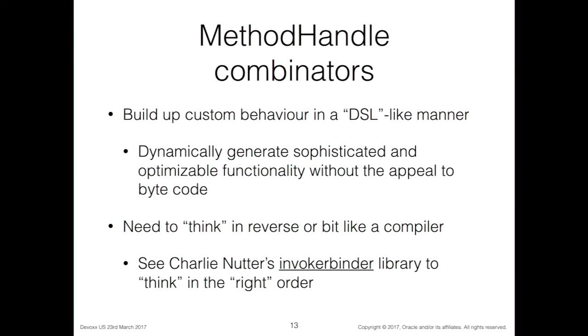So now there's MethodHandle combinators, which allow you to build up behavior in a sort of DSL-like manner. You'll see a lot of methods on MethodHandles that allow you to do some quite sophisticated stuff. And underneath the covers, the framework should actually optimize this and generate some quite efficient bytecode, which the JIT can then operate on. When you do this, you kind of need to think in reverse and think a bit like a compiler. So it's quite mind-bending if you're not used to this kind of thinking. Charlie Nutter has something called InvokeBinder, which is a way of trying to do this in the right order and express this very cleanly. And maybe it's something we might want to consider going forward to make this easier to use.